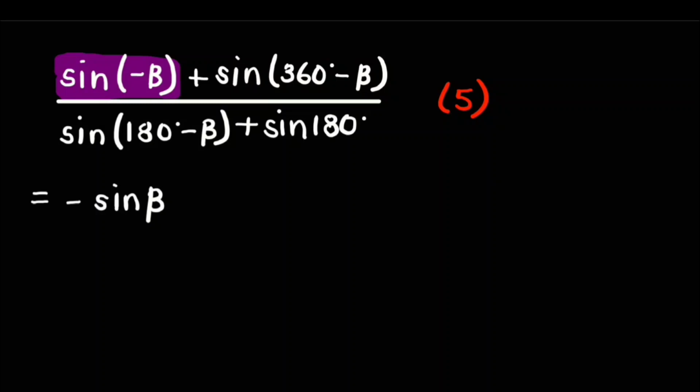Then we've got plus sine of 360 minus beta. Now 360 minus beta lies in the 4th quadrant where sine is negative. So that simplifies to negative sine beta.